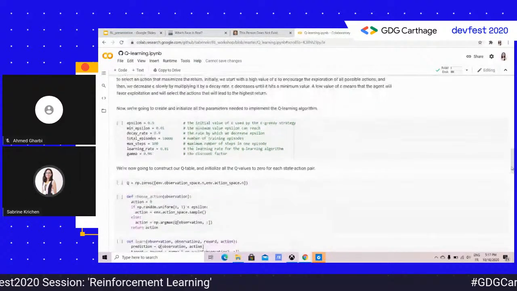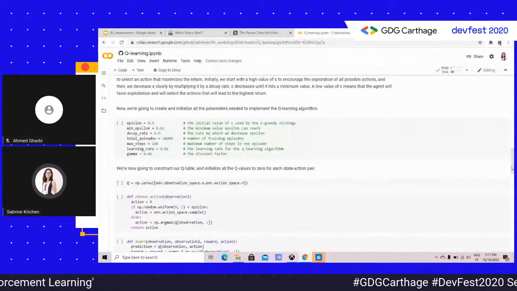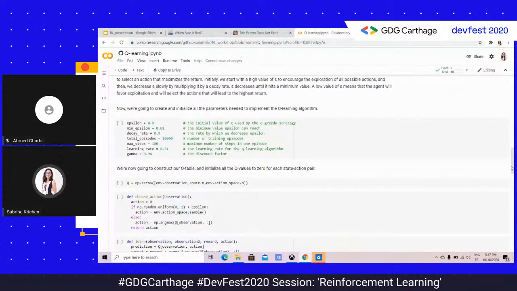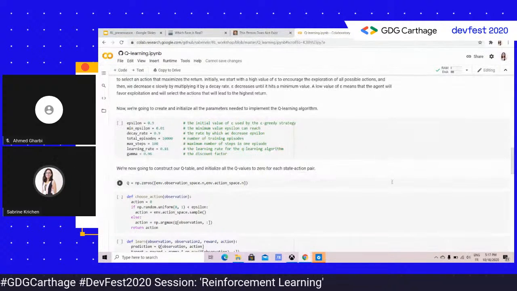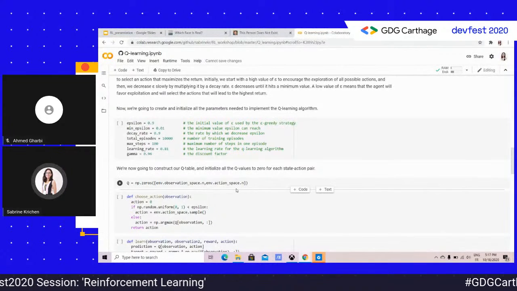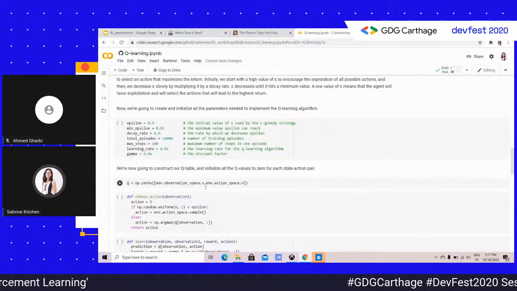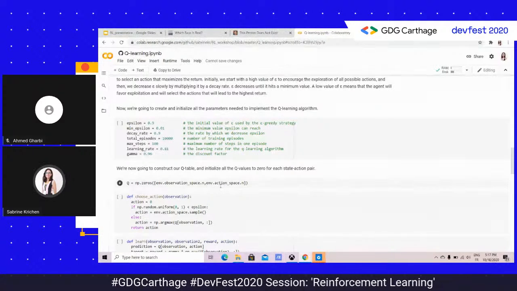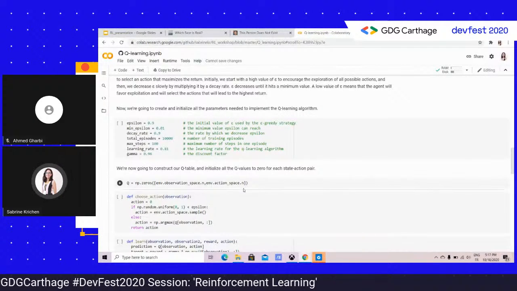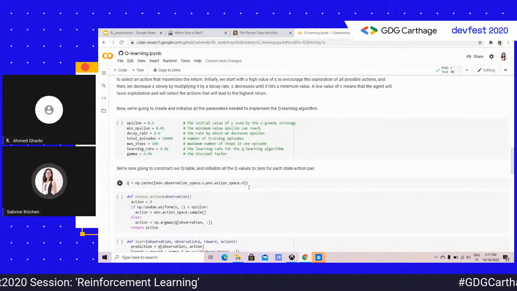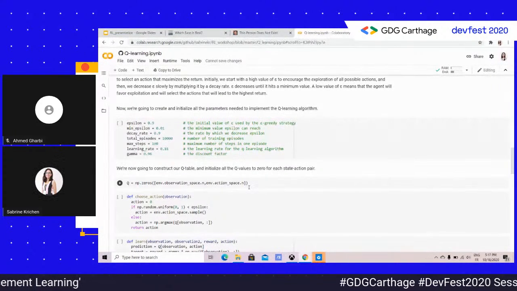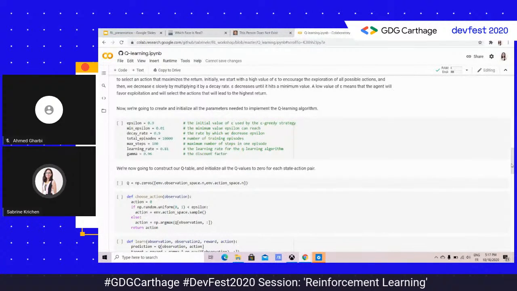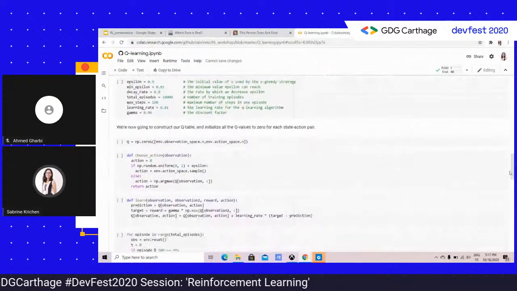Okay, so the first thing that we're going to do is to construct our Q-table. The size of the Q-table, as I've said, is that the number of lines is the number of states, and the number of rows is the number of actions. As initial values, we will set all the values to 0. Then we are going to implement different functions that we're going to need later for our algorithm.